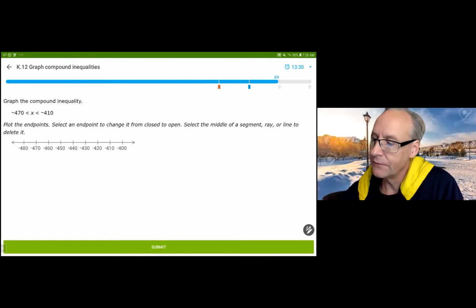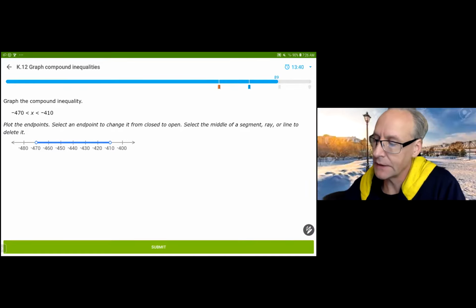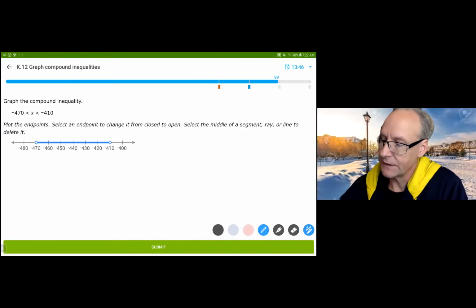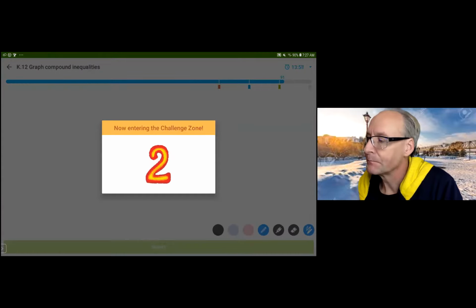Between -470, not including, up to -410, not including -410. Here's the interval notation, -470 up to -410, and they're not including the endpoints. We're getting there.